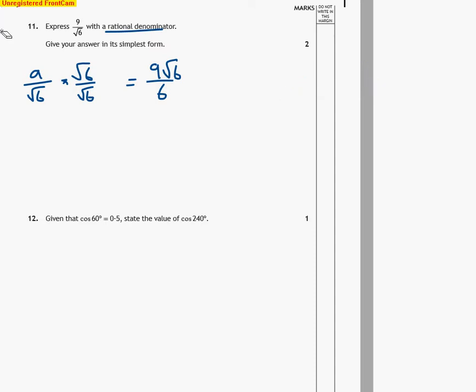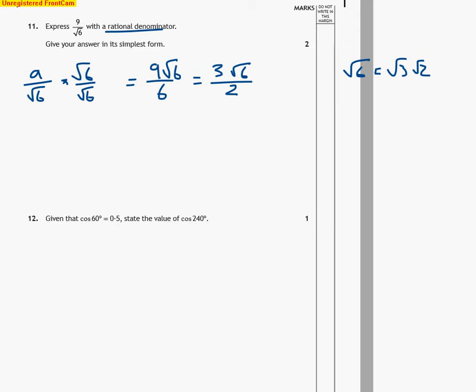So that's me waffling on. First step, times it by root 6 over root 6. Fantastic. Now we'll try and simplify through. 9 and 6 can obviously divide by 3. So that's going to give us 3 root 6 divided by 2. Root 6 we can also break up into root 3 root 2, but I don't think that's very helpful. I think that's as far as we can go.